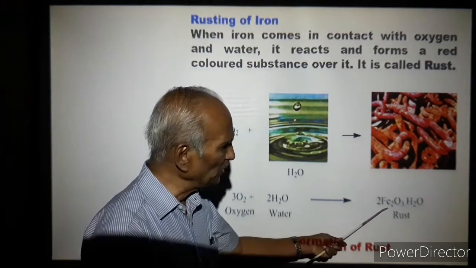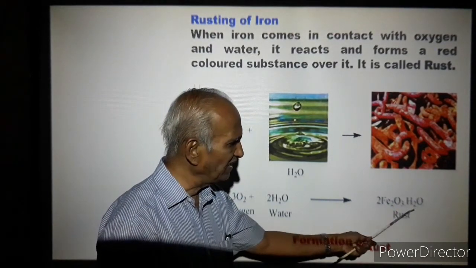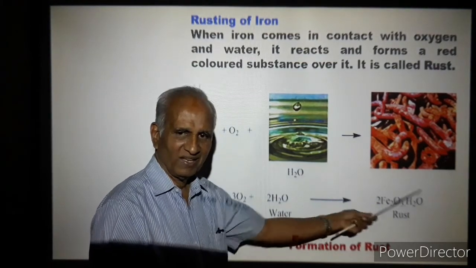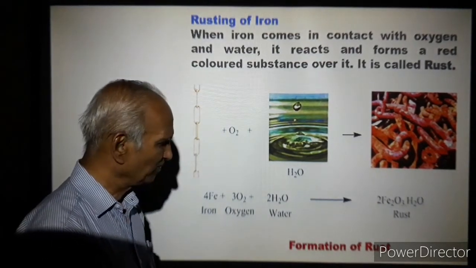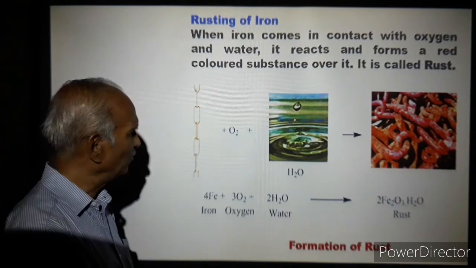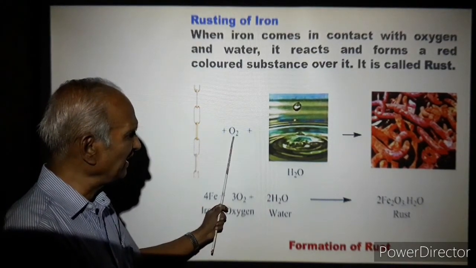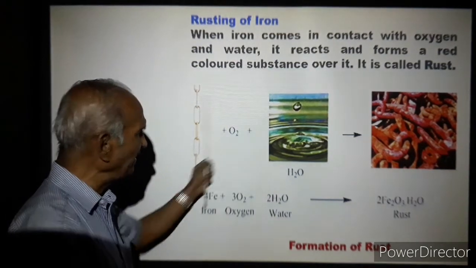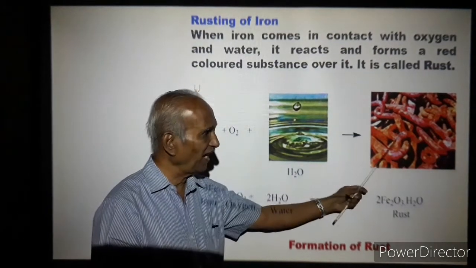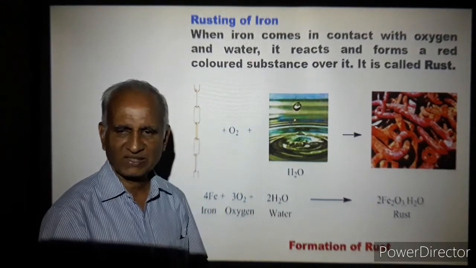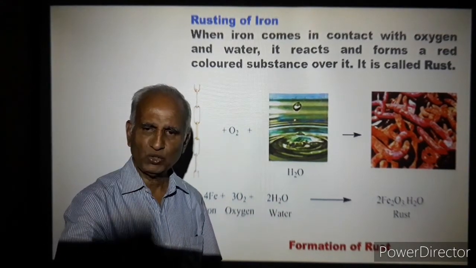Rust is 2Fe2O3H2O. It is a complex, complicated item. That is the formation of rust. You have water here, you have iron here, oxygen in the air, all these three combine, there will be a chemical change and rust gets formed. The iron becomes useless later.